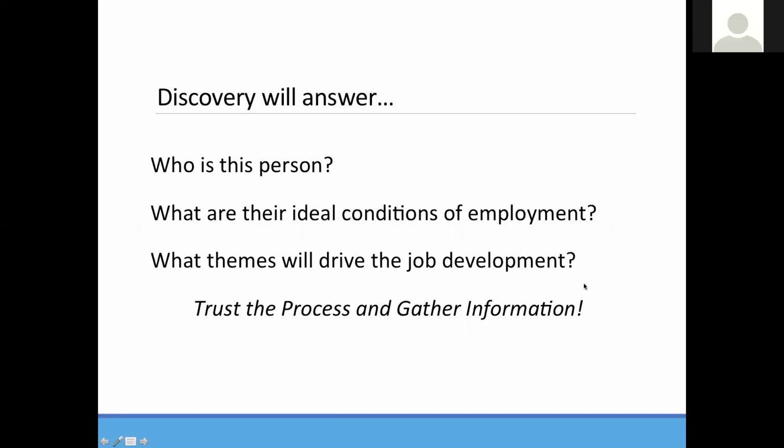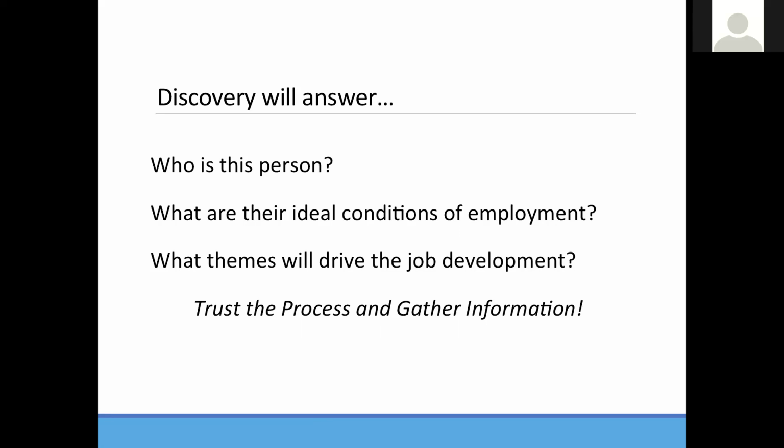So discovery will answer, when you might ask, how do I know if we've done discovery well, or how do I know when we're done? You should be able to answer, who is this person? And if you don't have that information, then maybe we want to ask for additional discovery or additional authorizations. We also want to know, what are their ideal conditions of employment? And this is really important. We all have ideal conditions of employment.